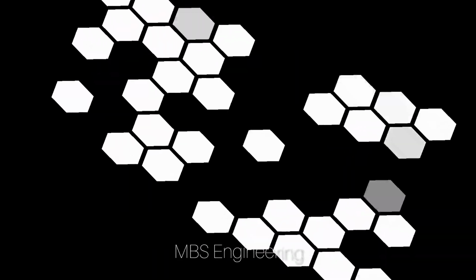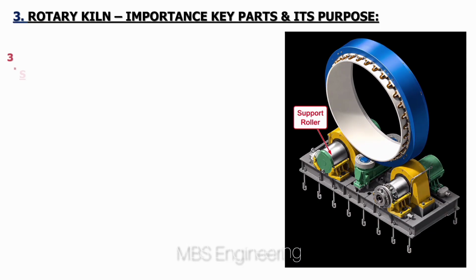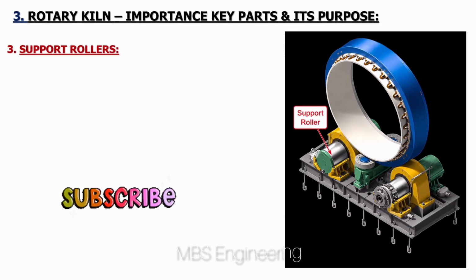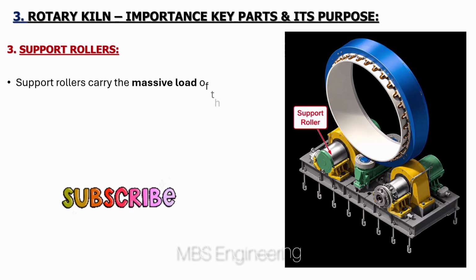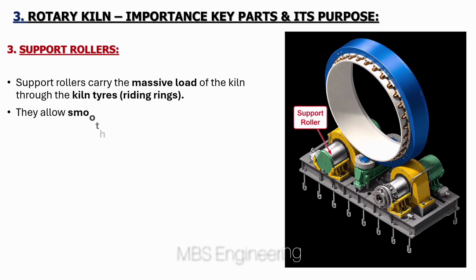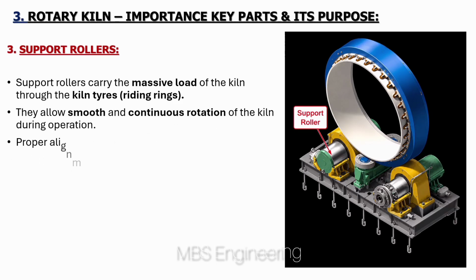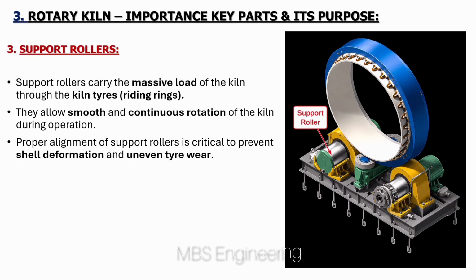The third important key part is the support rollers. Please refer to the picture showing the kiln support rollers. Support rollers carry the massive load of the kiln through the kiln tires, or riding rings. They allow smooth and continuous rotation of the kiln during operation. Proper alignment of support rollers is critical to prevent shell deformation and uneven tire wear.